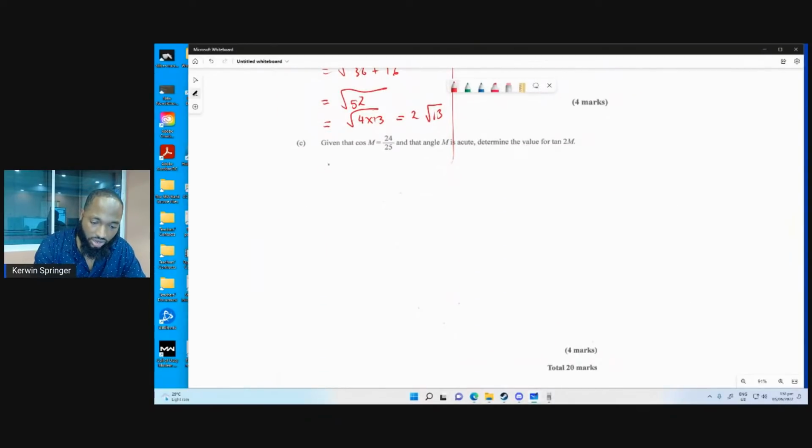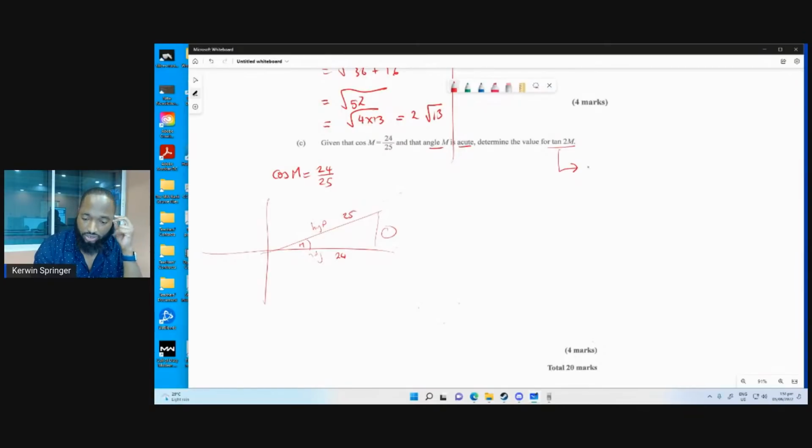So, given that cos of m is 24 on 25 and the angle m is acute, very nice. Is that a common triangle? This is m. Cos is adjacent over hypotenuse, so it's 24 over 25. Determine the value of tan of 2m. Tan of 2m, how do we solve this?